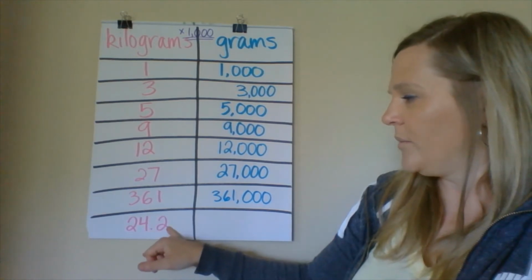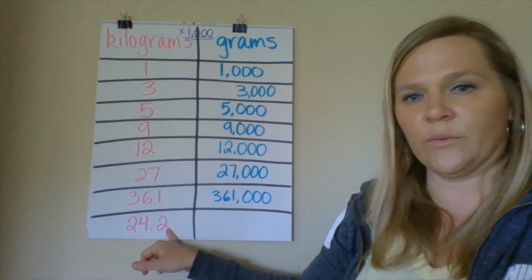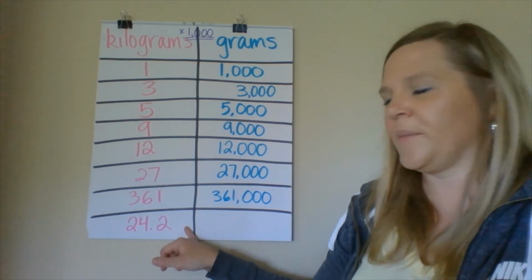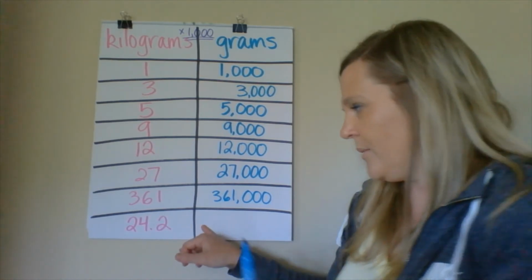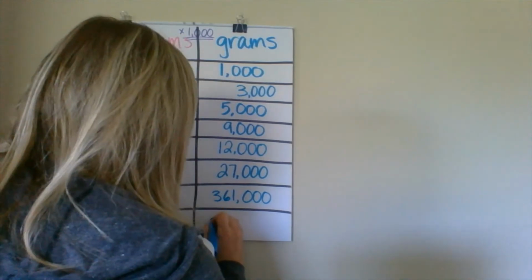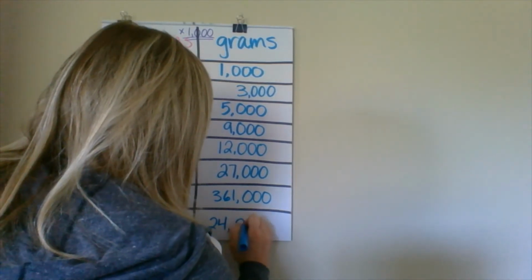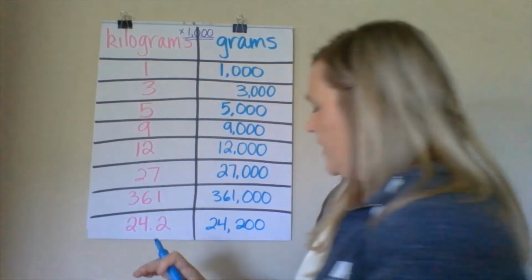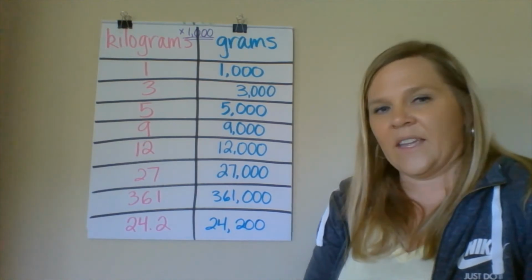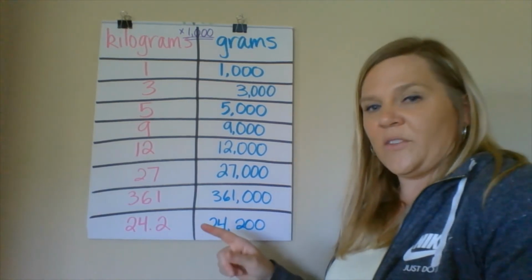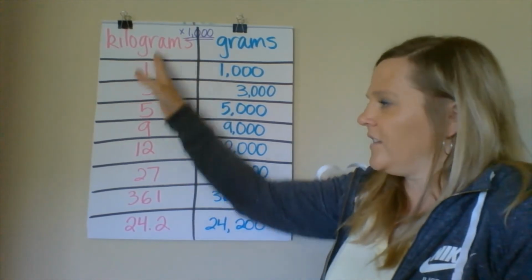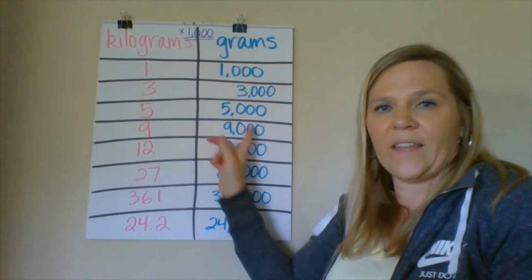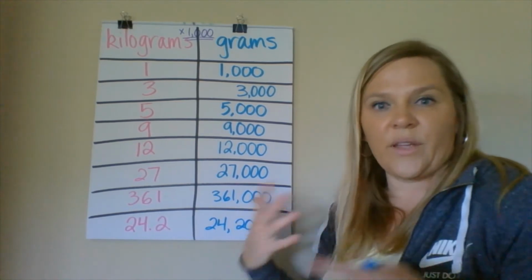So moving it 1 place makes the number 242. Moving it 2 places makes 2,420. And moving it 1 more place makes it 24,200. Okay, now I want you to think about what we've been doing yesterday and today, taking these numbers and simply multiplying them by a 10 or 100 or 1,000.